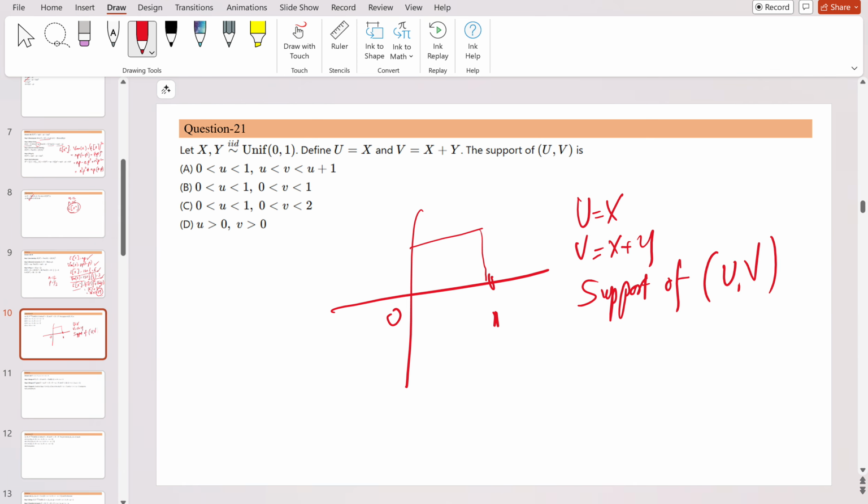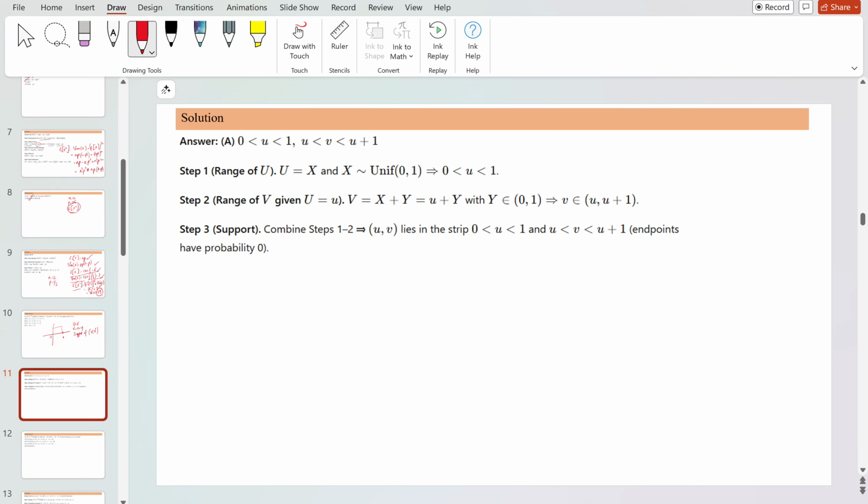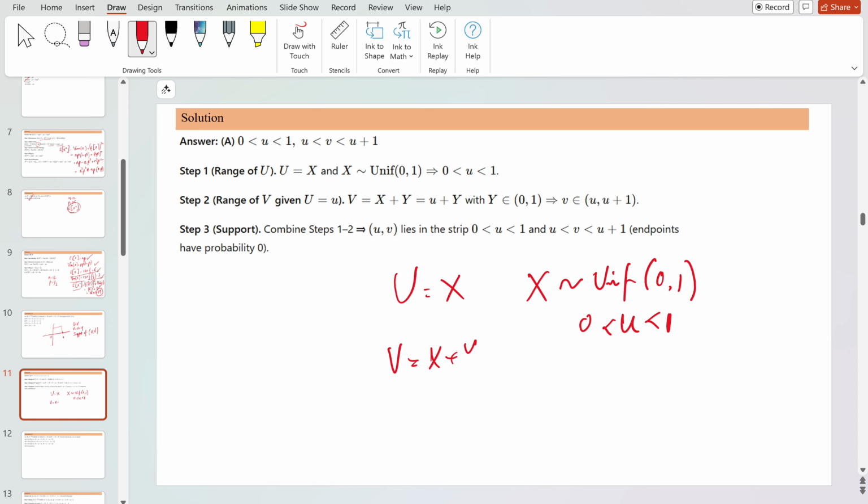uv. When you see that u is already equal to x, and x is in the uniform distribution of 0 to 1, so u is simply in between 0 to 1. And v is equal to x plus y, and if you see that x is equal to u, and y is also belonging to 0 to 1, so simply you can say that v is belonging to u and u plus 1.